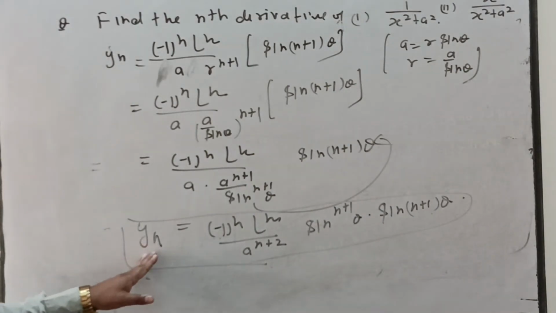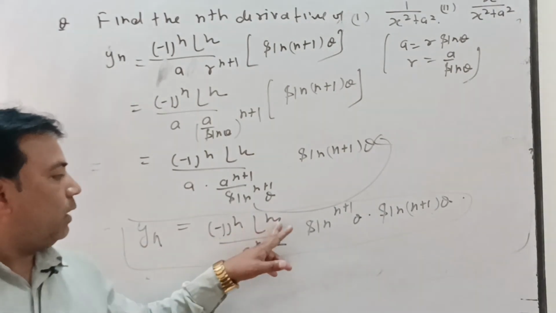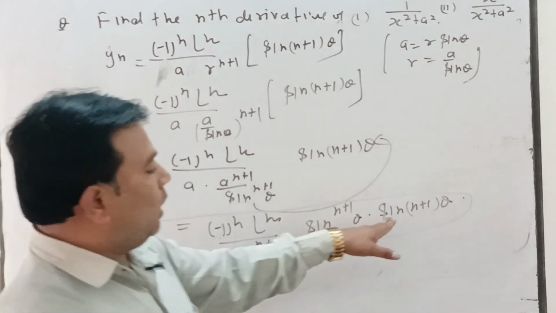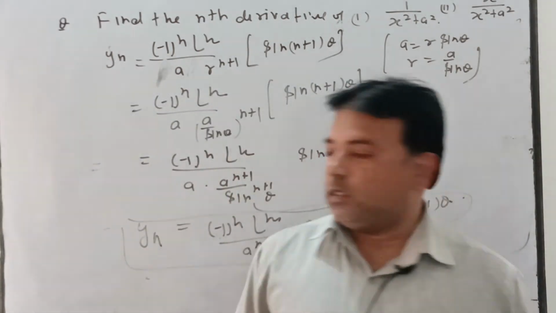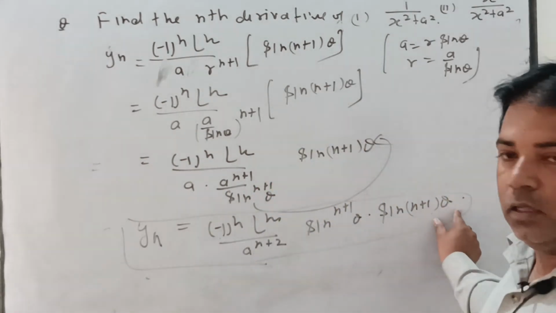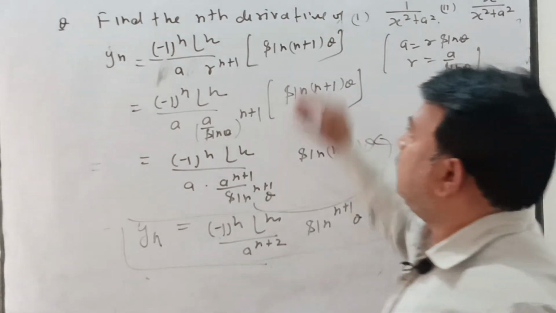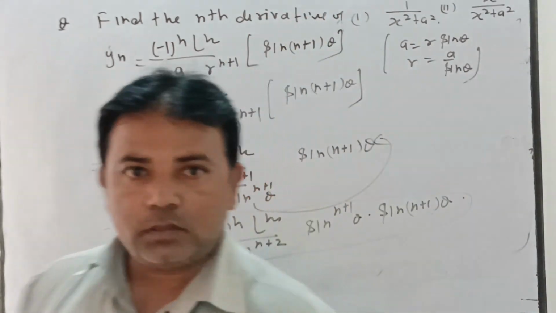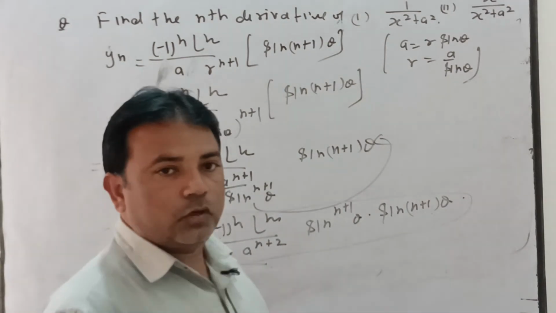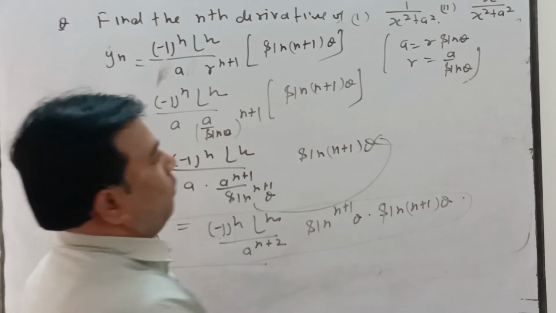Do you all understand? yn equals (-1)^n n! a to the power n+2 sin (n+1)θ, or sin (n+1)θ. This is the power n+1, but this is the product with θ. This is the complete answer of this question. Please make a note. Okay, do you all understand? If you have any doubt about this question, do the second question yourself.